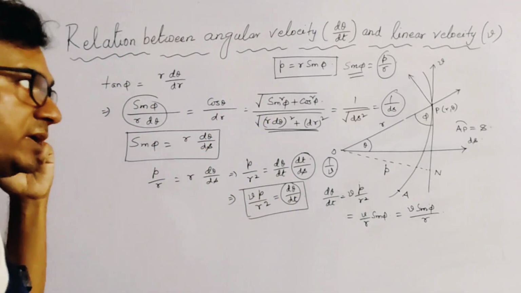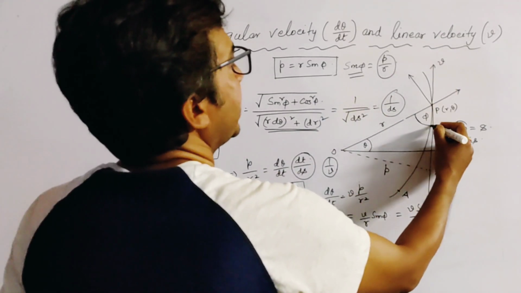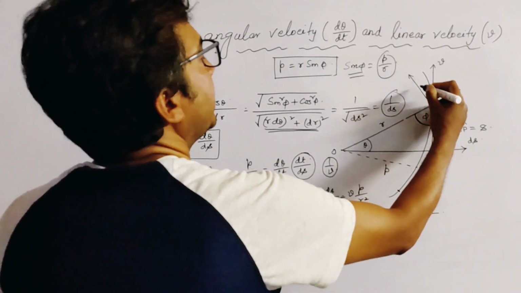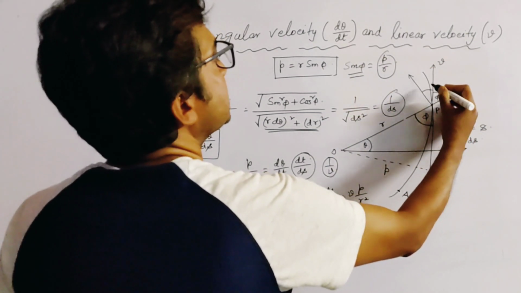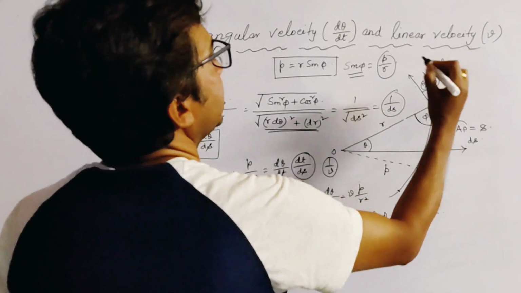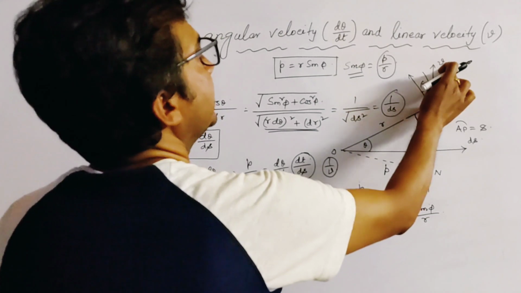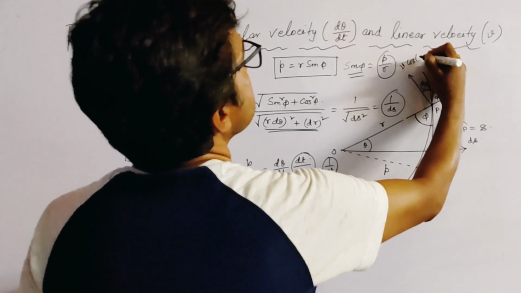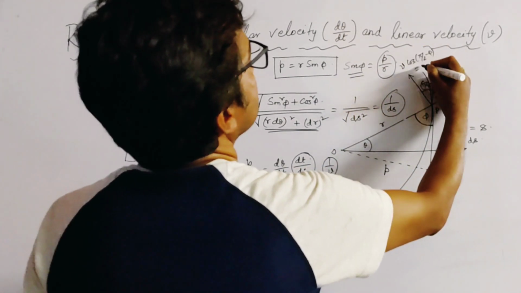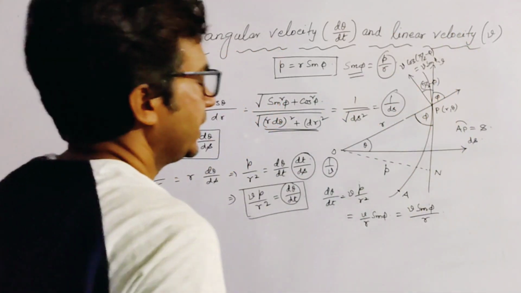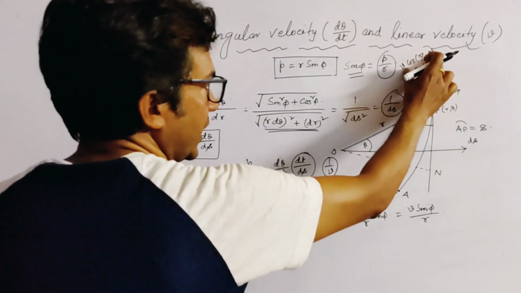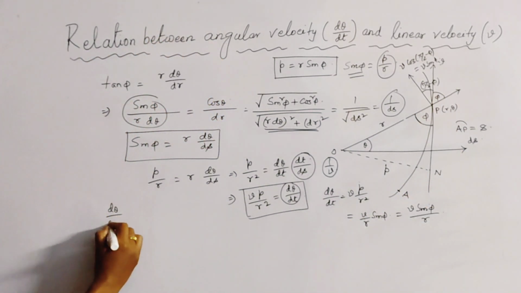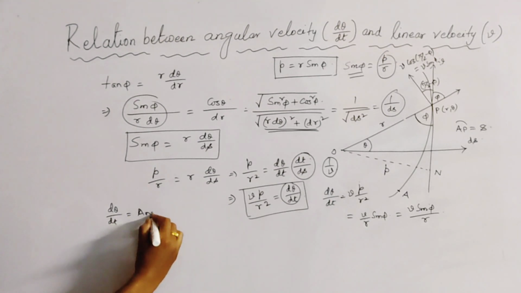And what is v sin φ? This is v and this angle is φ. So this angle is also φ, this is the opposite angle, and this is the perpendicular direction of r, so this is π/2 minus φ. So the component of v along the perpendicular to the radius vector is given by v cos(π/2 minus φ), so v sin φ. We put here v sin φ in this position, so we get dθ/dt, that is angular velocity.